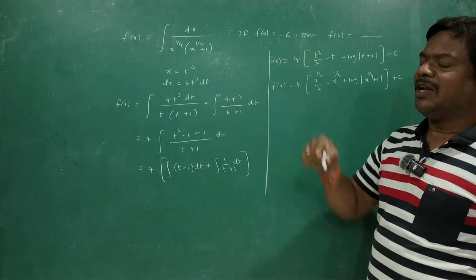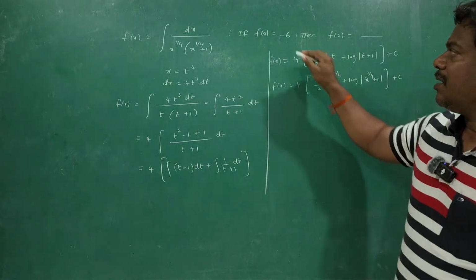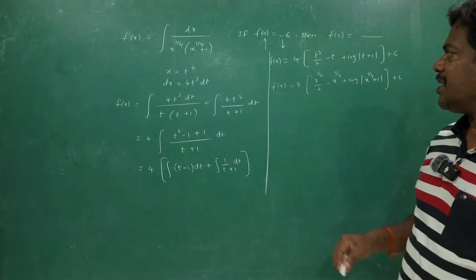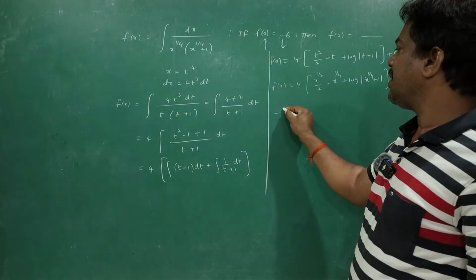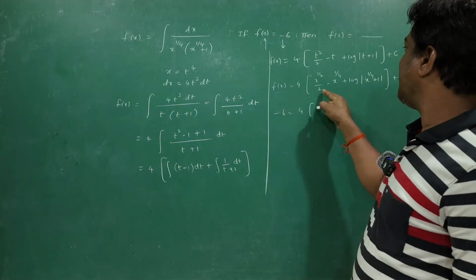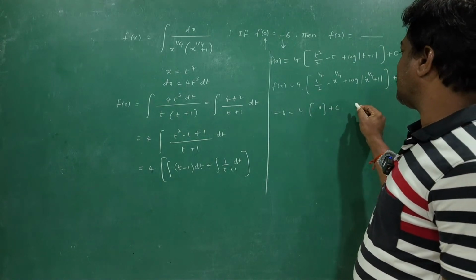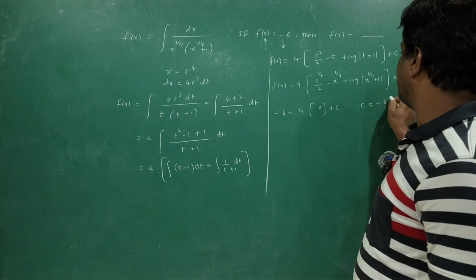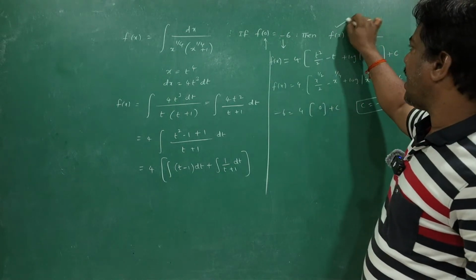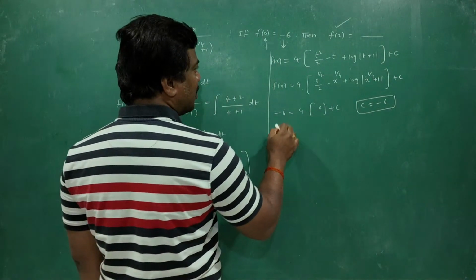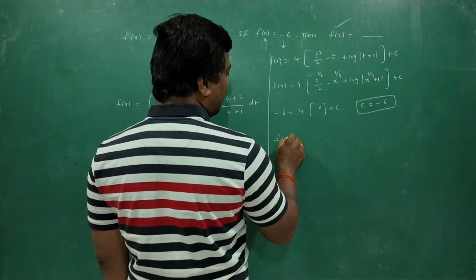Given that f of 0 value minus 6. That is, if you give input 0, output becomes minus 6. f of 0 I am going to write here minus 6. By writing x value 0, here the terms will become 0 plus c. So the value of c becomes minus 6. Here our aim is to find f of 2.